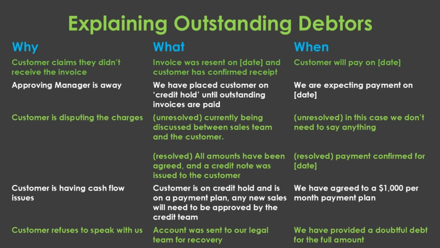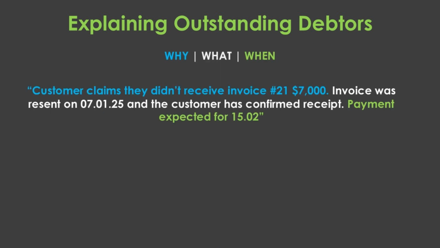Let's see how that would look if we put it all in a sentence, taking into consideration our 3 W's and the phrases from the previous table. The customer claims they didn't receive invoice number 21 for $7,000. Invoice was resent on the 7th of the 1st, and the customer has confirmed receipt. Payment expected for the 15th of the 2nd. And that's all you need to do. Think about the 3 W's and use the words from the table to help you.